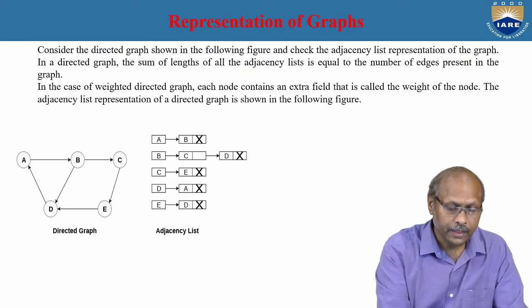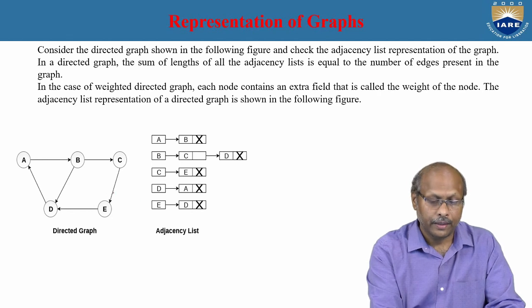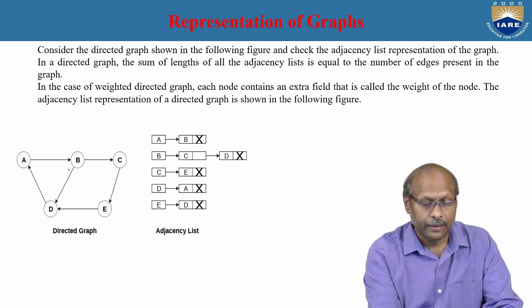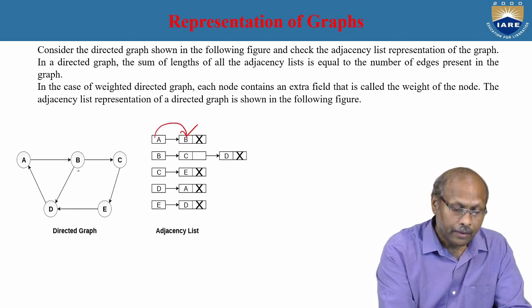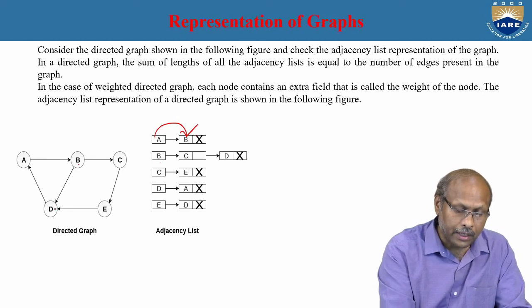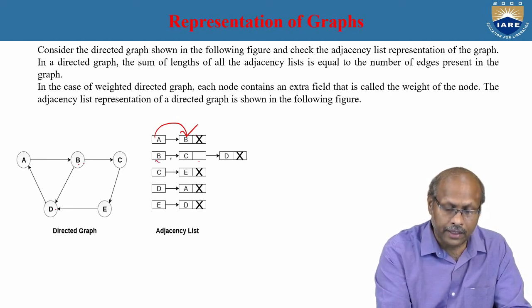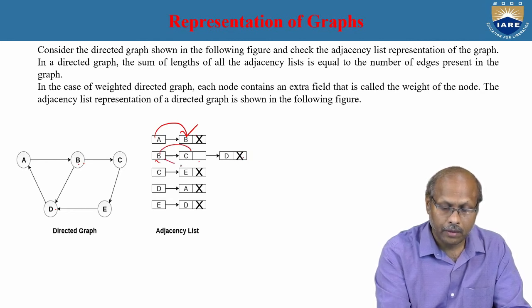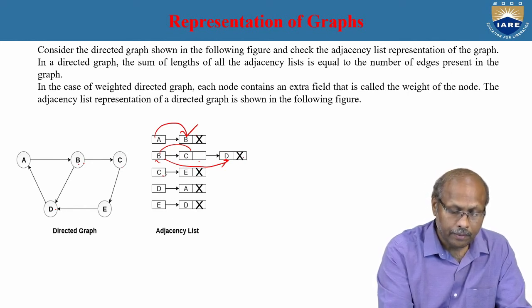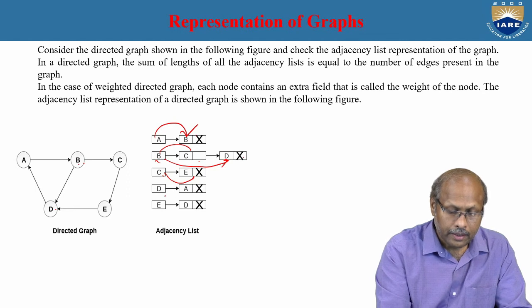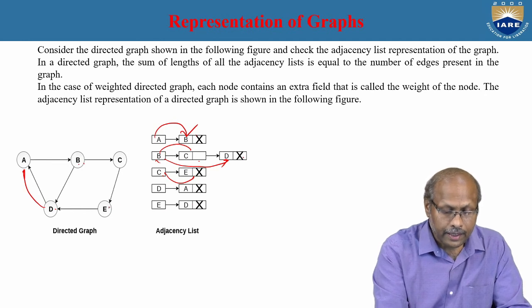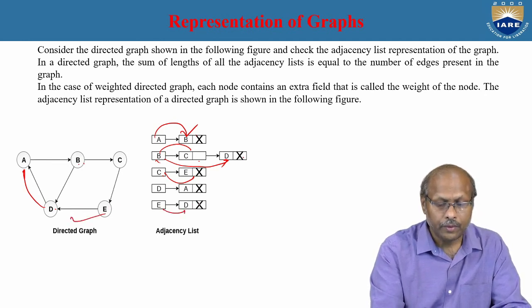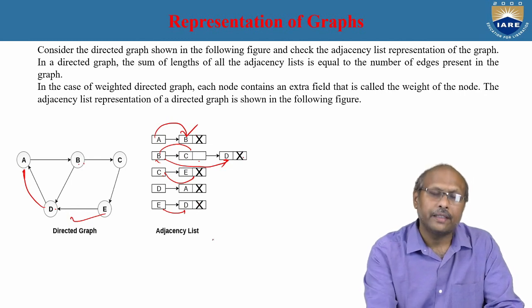Similarly, for a directed graph you can also write the adjacency list. For a directed graph, you must be very careful about which way the edge is directed. A is connected with B only. Now B is connected with C and B is connected with D. Similarly, C is connected with E, and D is connected with A. Similarly, E is connected with D. So wherever a direction is there, you write those nodes in the adjacency list.